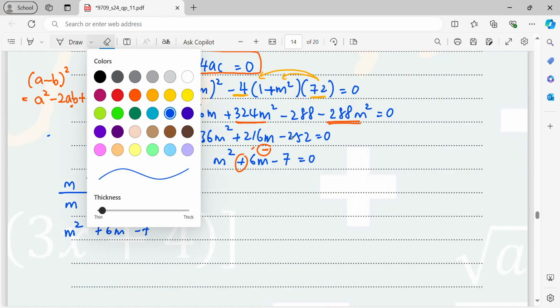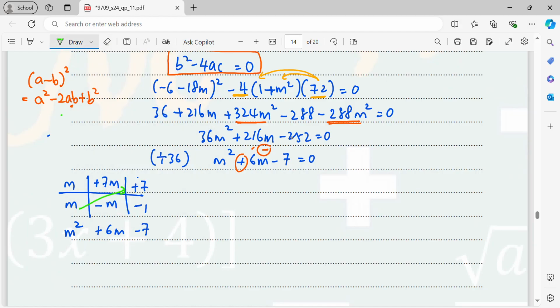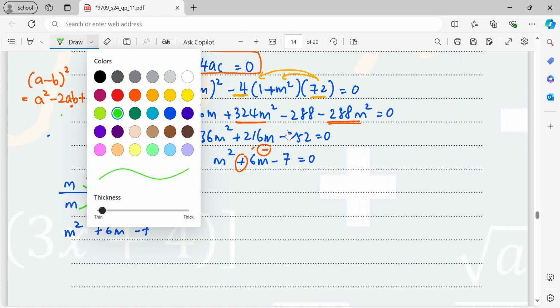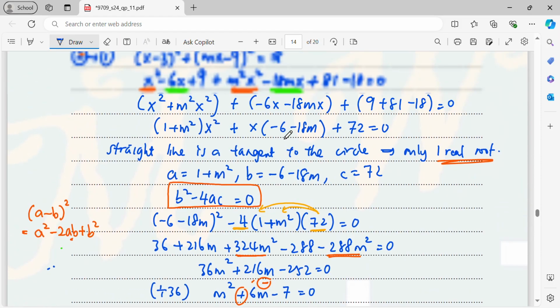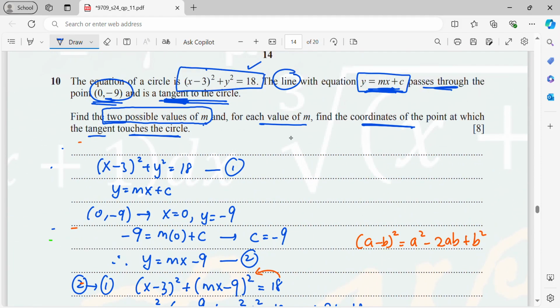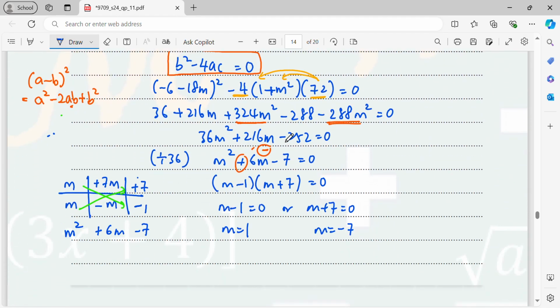Therefore now, my factors will be just cross multiplication. So this is my factorization. That will be m minus 1 times m plus 7. Therefore, m minus 1 equals to 0, or m plus 7 equals to 0. So either m equals to 1 or m equals to minus 7. That's why when you read the question, it's mentioned two possible values of m. So we found the m values now.